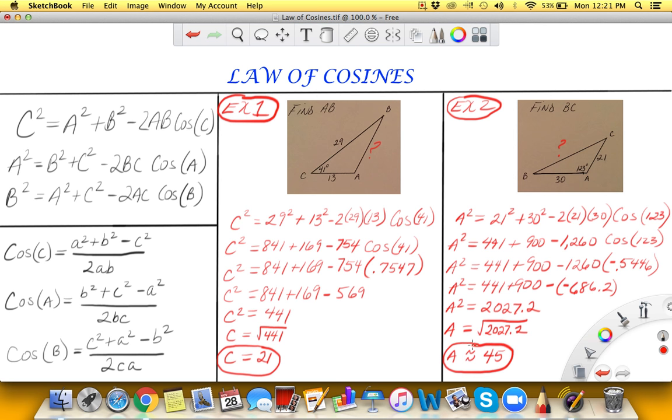So that's our first two examples on using the law of cosines to find the length of a side of a triangle. And we're going to pick up in the next video and use the law of cosines to find angle measures.